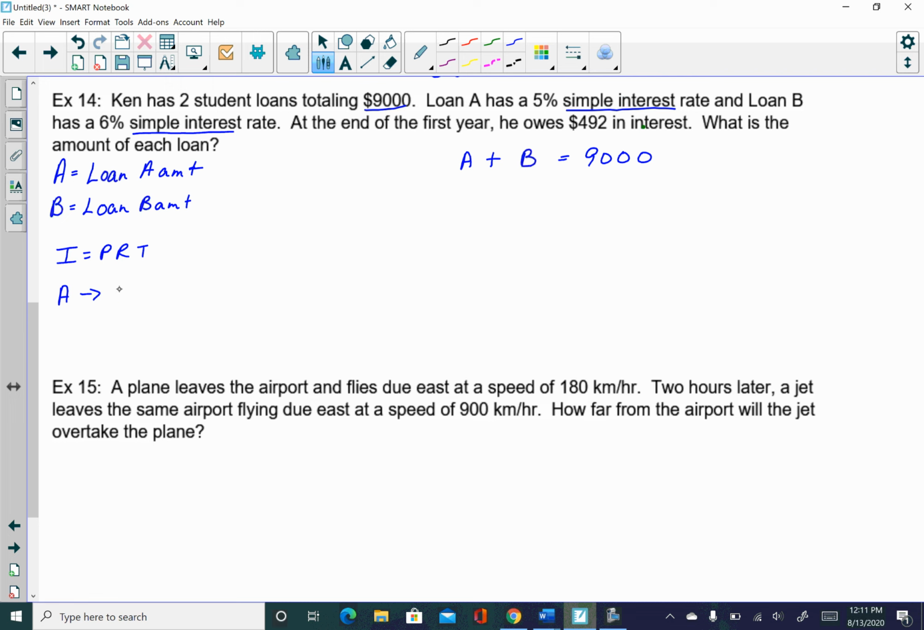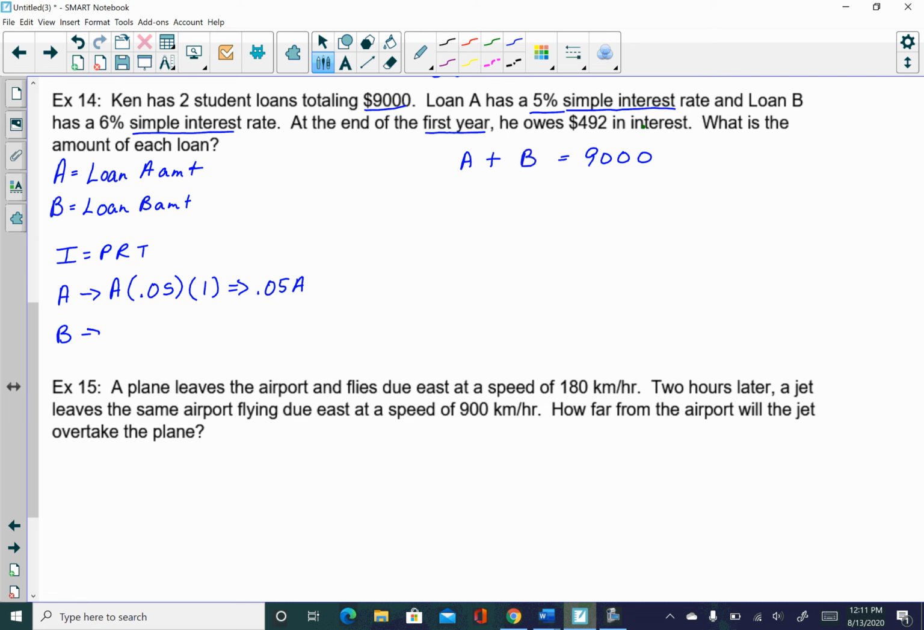We don't know. We put in A amount for loan A. The interest rate for loan A, though, is 5%. It's got to go in as a decimal, so 0.05. T stands for time. And we know that our interest amount that they've given us here is associated with the first year, so it's associated with 1 year. So if you multiply that out, then 0.05 times 1, of course, is 0.05 times A. So that tells us, okay, well, the interest associated with loan A would be 0.05A.